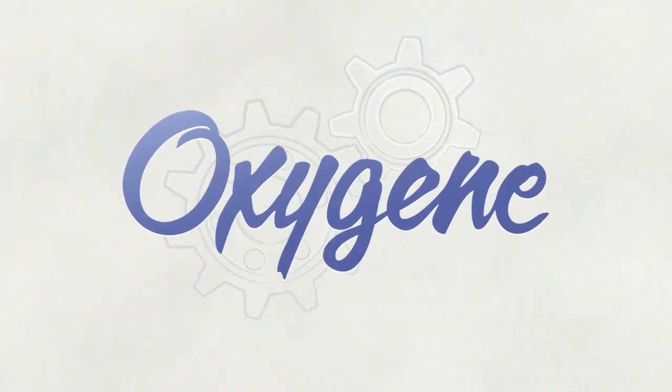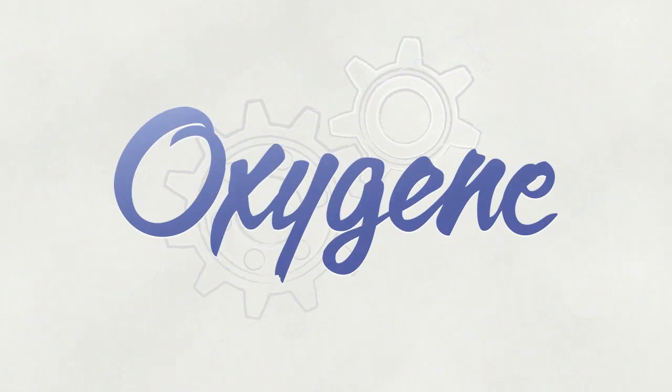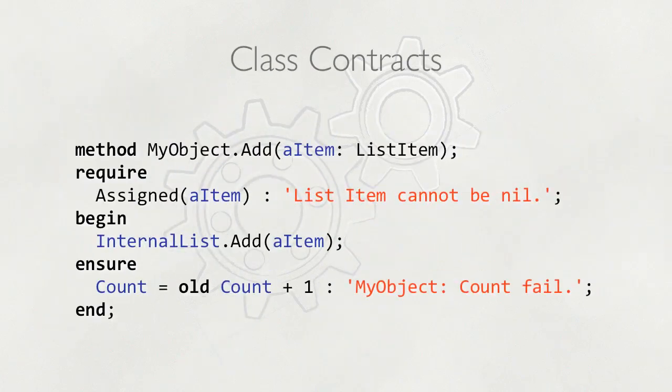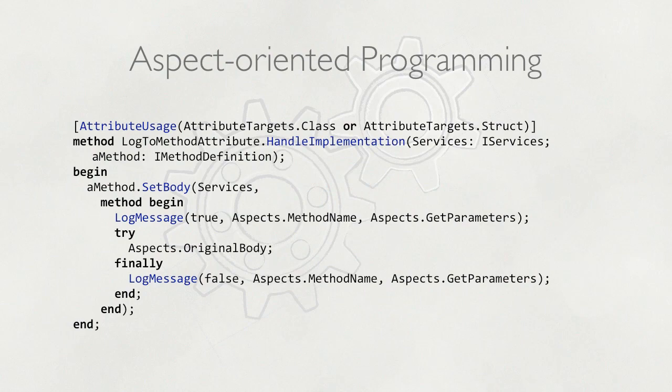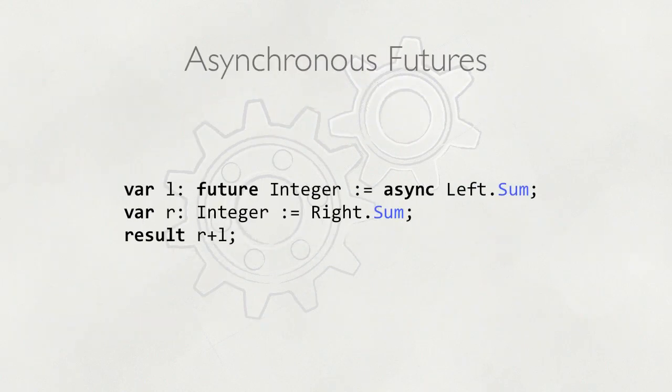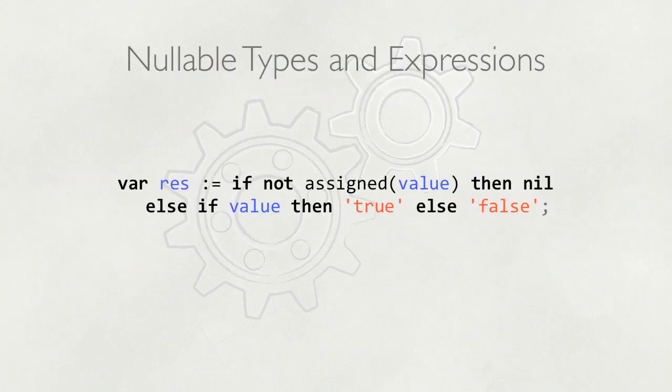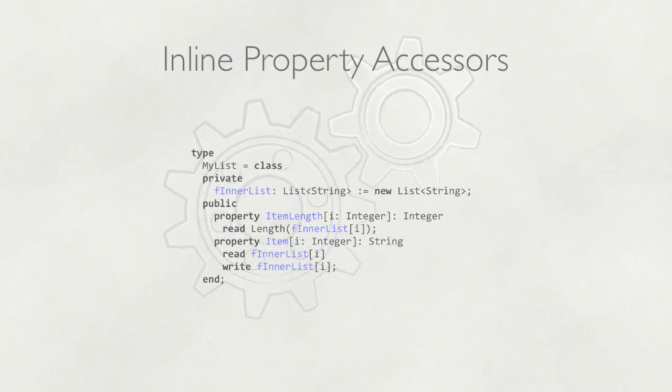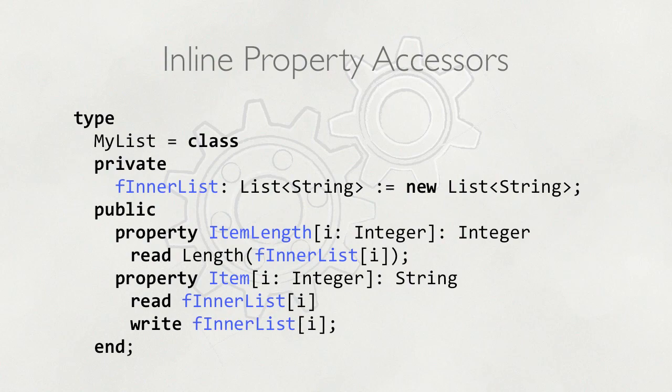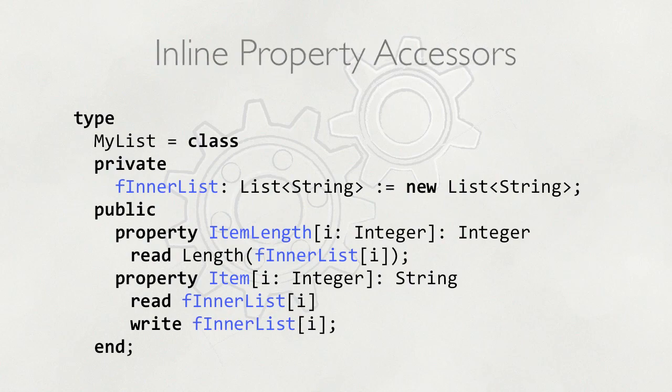A familiar language isn't the only reason to use Oxygene for Java. It also brings a number of very cool language features, like class contracts, aspect-oriented programming, futures and asynchronous futures, nullable types and expressions, and not only properties, but inline property accessors.